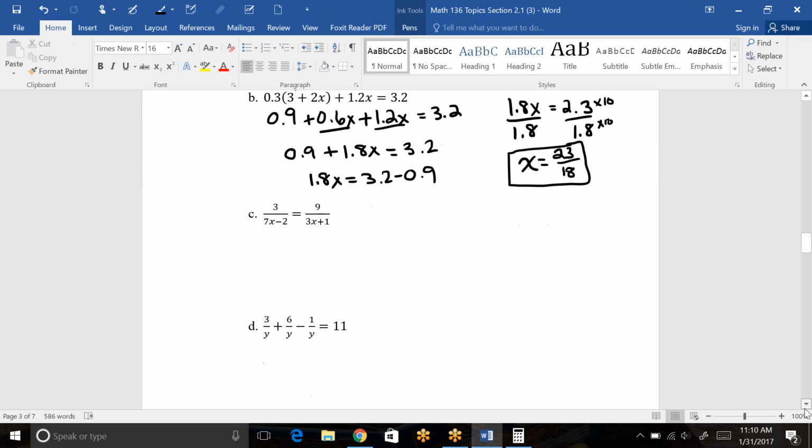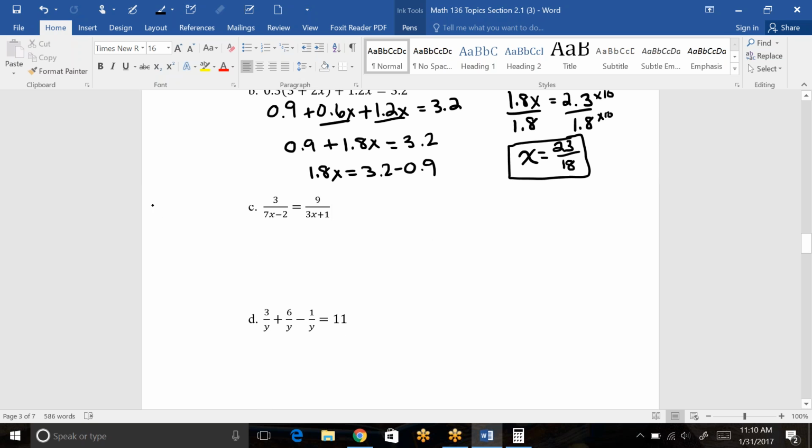Okay, moving on to part C, this is a fraction equal to a fraction. This is called a proportion. In pre-algebra, that's usually where they first introduce this idea. When you have a proportion, it is a single fraction on each side. So one fraction equal to one fraction. You cannot have pluses or minuses.